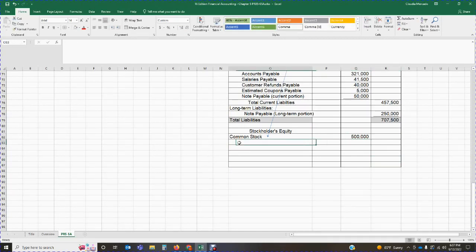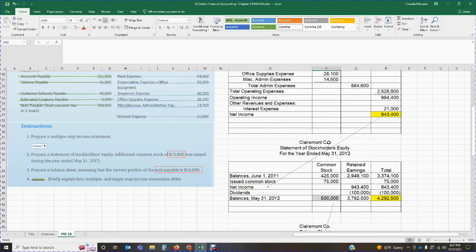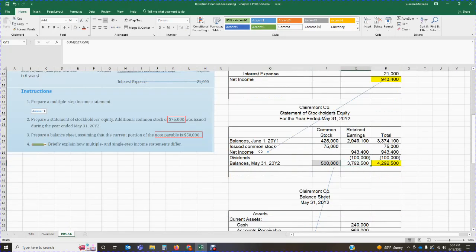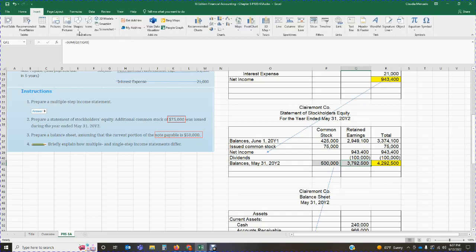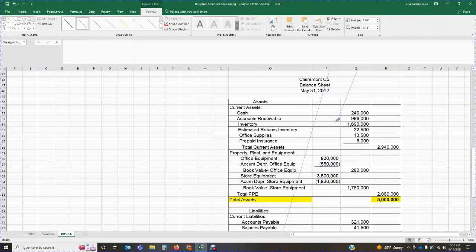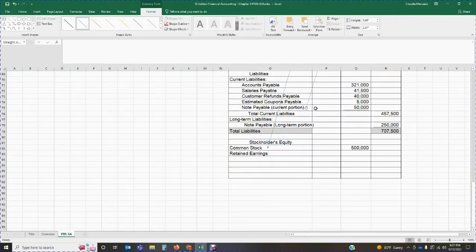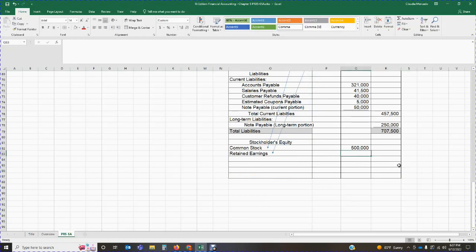Okay, next we have our retained earnings. Your retained earnings is coming from right here. This is from the statement of stockholders' equity. We are getting the total $3,792,500. So that number is going to flow as well all the way to the bottom, all the way down here. So we're going to have $3,792,500.